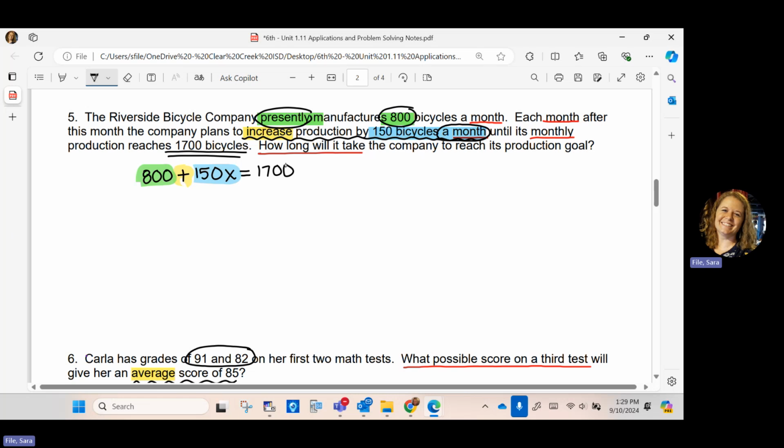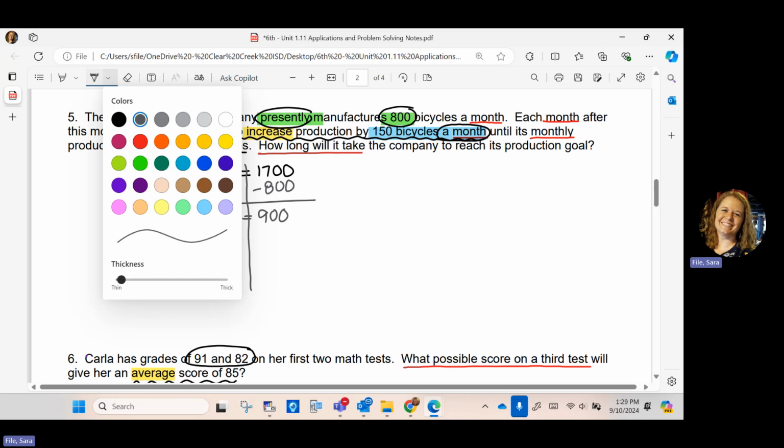Okay, so we're going to work this backward to find out what is X, how many months is it going to take to get to a production of 1,700? So I have to work this backward. What has to move away from the X first? The 150 or the 800? The 800, always the constant, the one without the letter moves first. The opposite of 800 is minus 800. So that leaves me with 150X equals 900.